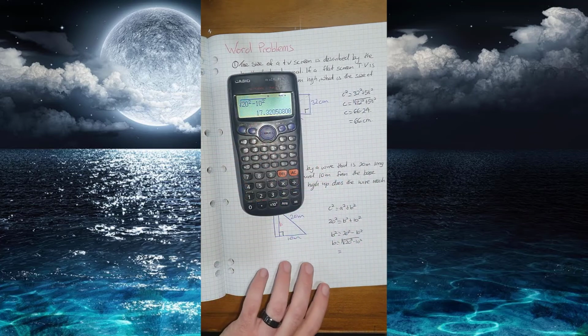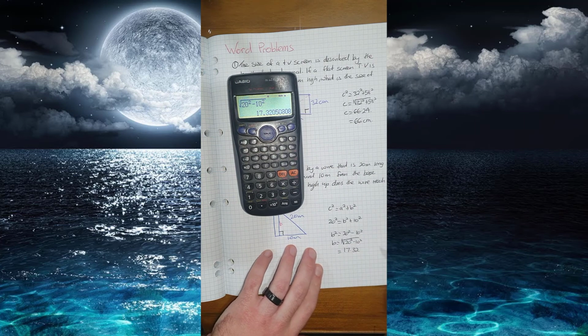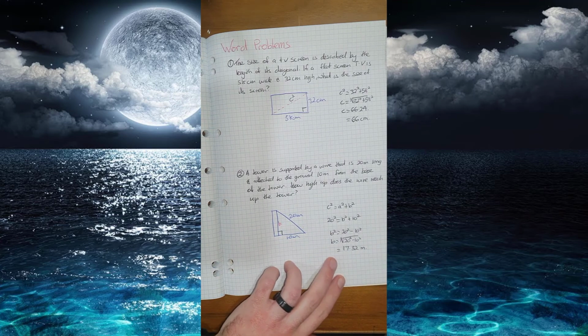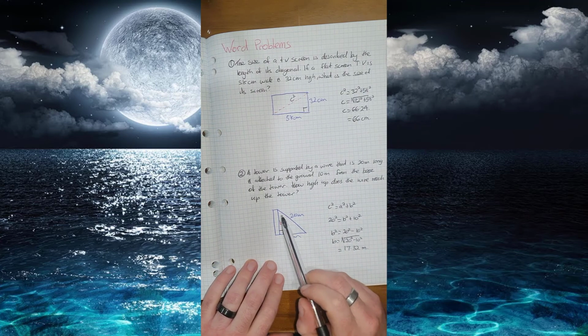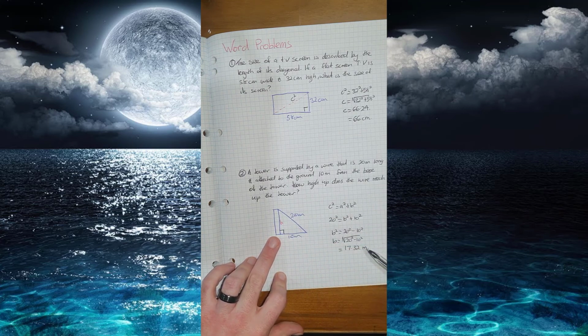So it is 17.32. So if we have a look, meters, so I can say that, how high up does the wire reach the tower? The wire reaches up the tower 17.32 meters.